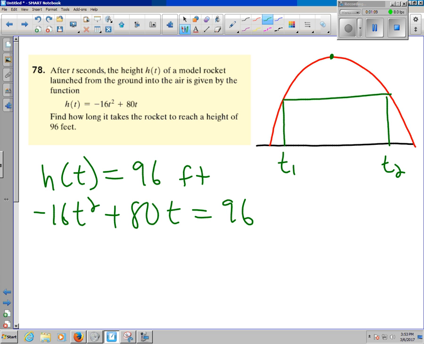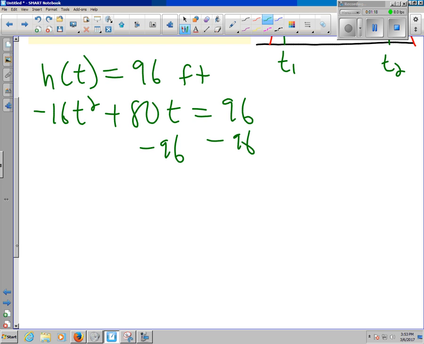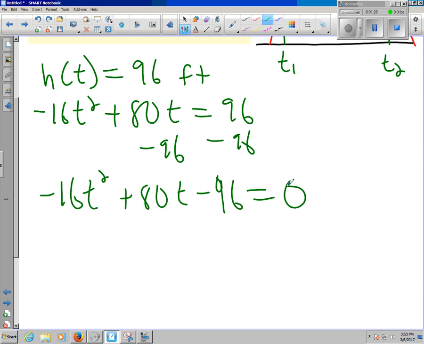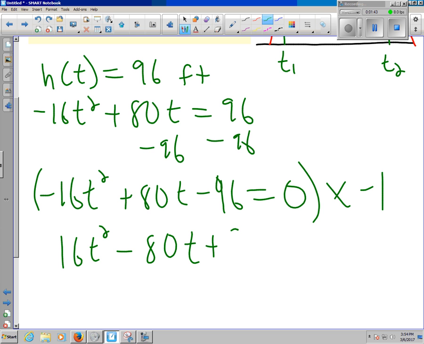So I'm going to go ahead and get my 96 on the left-hand side, so I'm going to subtract 96 from both sides. I always like to have it in standard form. And then that leaves me with negative 16t squared plus 80t minus 96 equals 0. But I always like my leading term to be positive, so here's a negative 16. So I'm going to multiply this whole equation through by negative 1. When I do that, essentially what I do is I change the signs, right? And I'll get 16t squared minus 80t plus 96 equals 0.